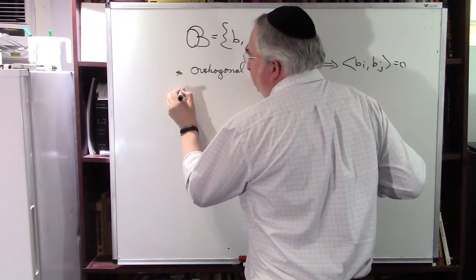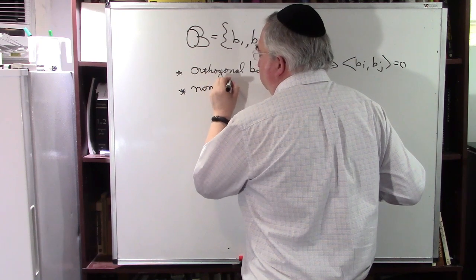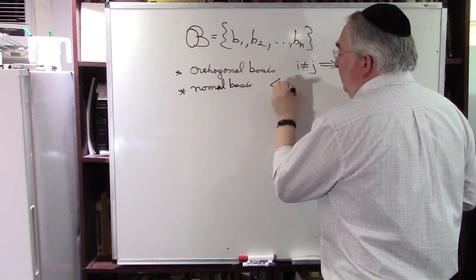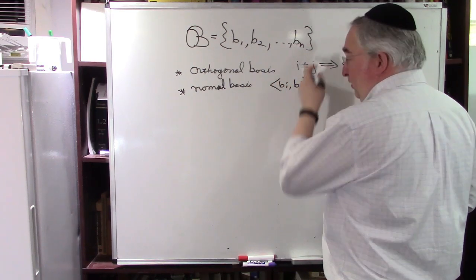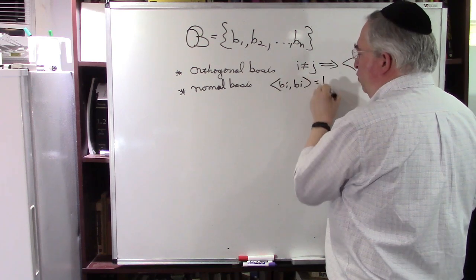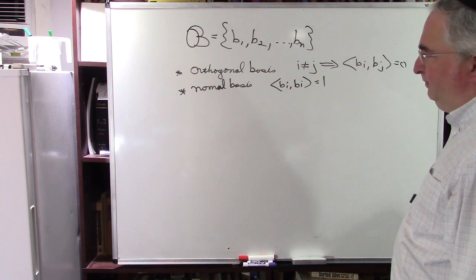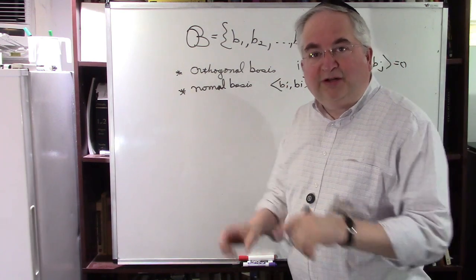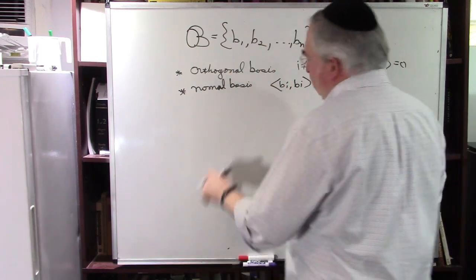Then we have something called a normal basis. What does that say? That says take any element b_i, and another b_i, their inner product is 1, so their norm is 1. Which means they kind of are little equal arrows, the same length. Okay, 1.